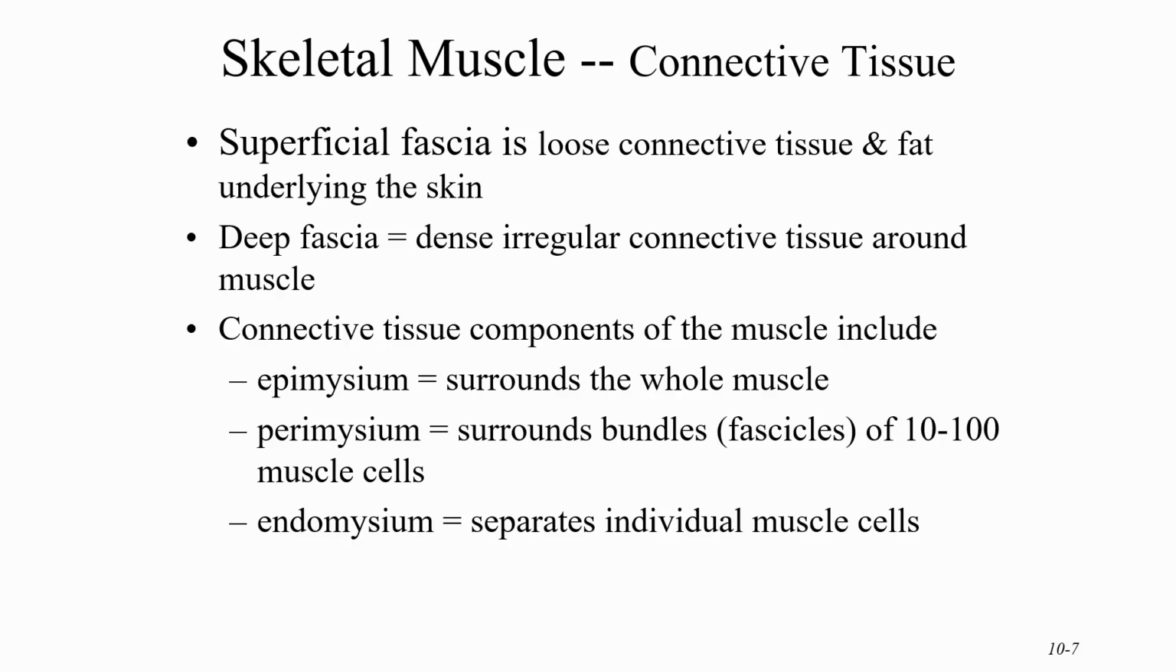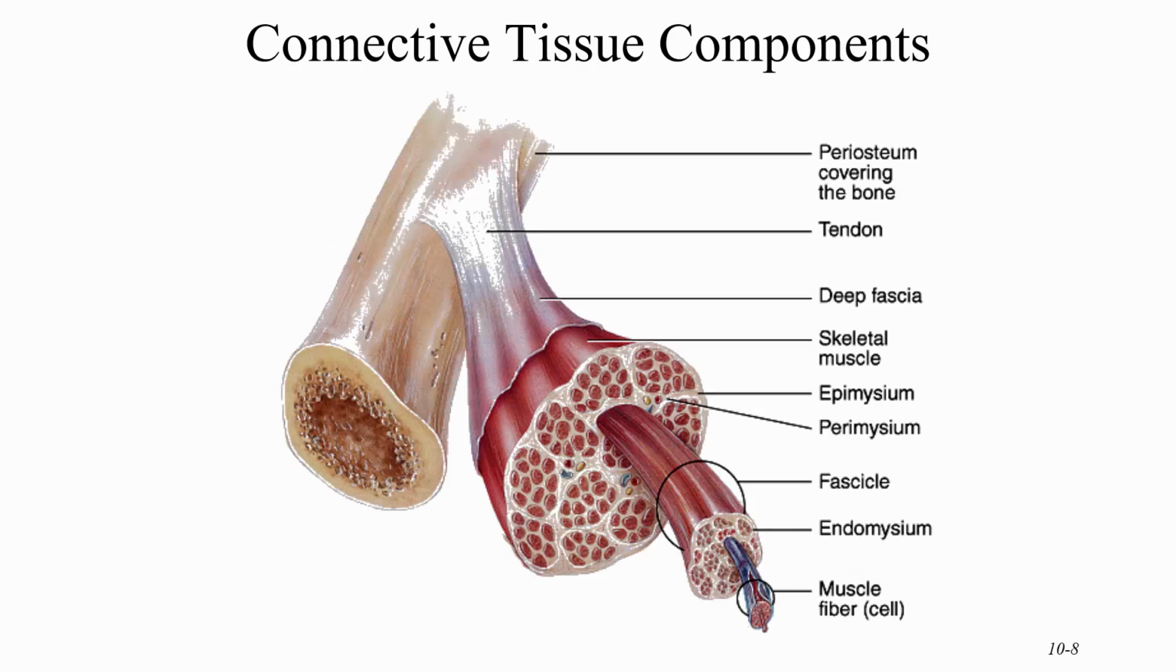Okay. And so going from the outside, we have the epimysium. Then we have surrounding the bundles, the perimysium. And surrounding the individual muscle cells themselves, the endomysium. And I've got a picture of that. I'll show you in just a moment. But actually, here, let me skip over to the picture. We'll come back and finish that slide in just a second.